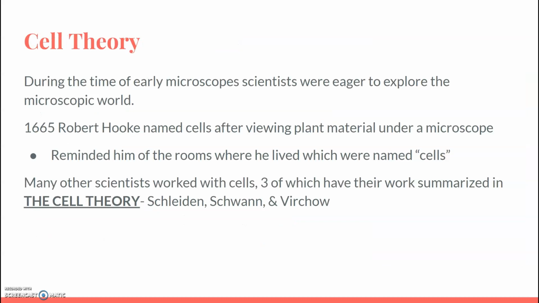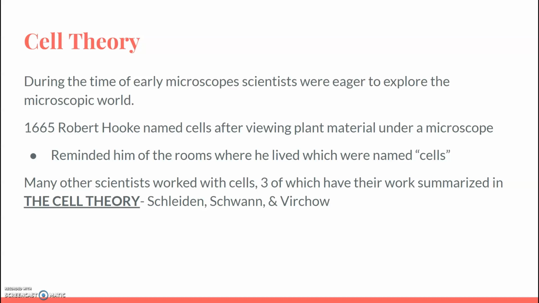As time has gone on, the advancement of microscopes has allowed scientists to learn about and study cells. In 1665, a man named Robert Hooke named cells cells. He was a monk, and he was looking at dead plant cells under the microscope, and he saw all these little square boxes. He said, these remind me of little rooms. Monks lived in monasteries, and those rooms are called cells. Because they reminded him of rooms, he named cells cells.